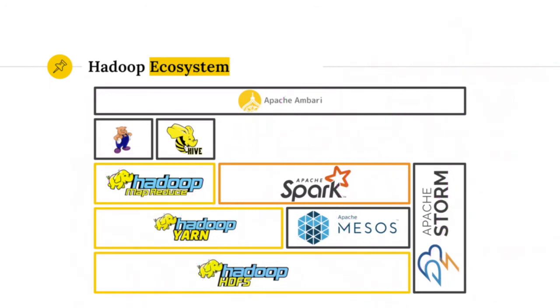Now, these three blocks, which I color coded in yellow, are the core of Hadoop. And that's actually what Hadoop originally is. And then on top of that, the entire community has contributed to this Hadoop ecosystem because people find it pretty cool.